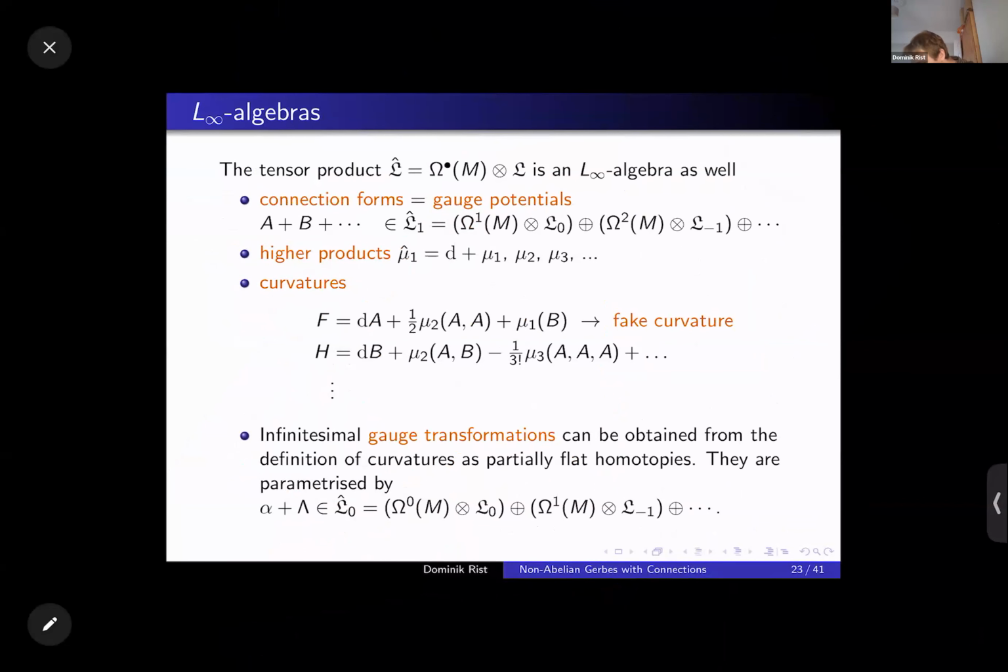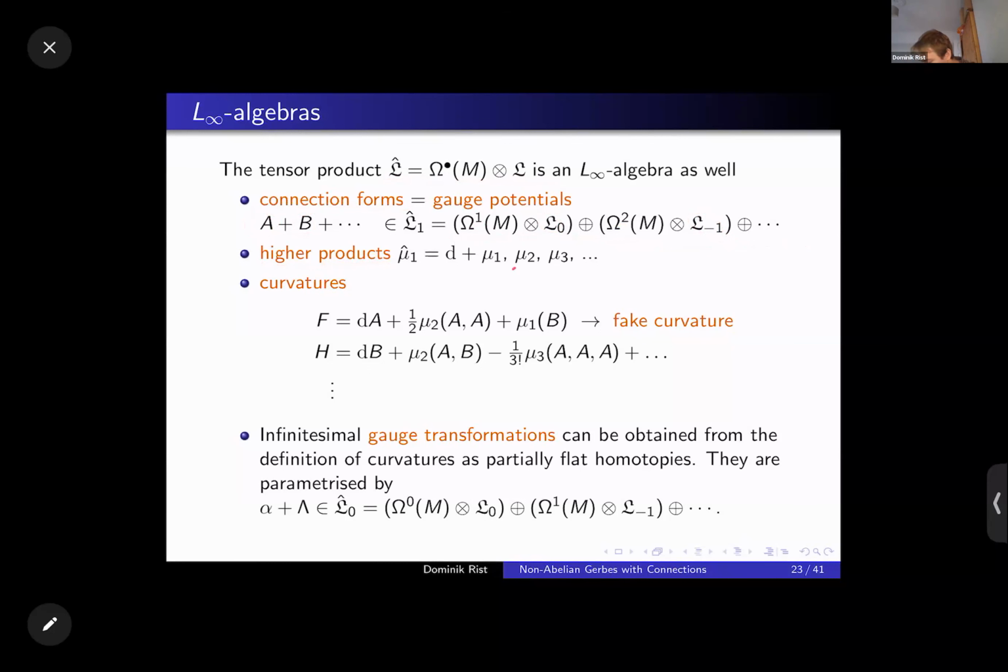Omega dot is just omega 0 plus omega 1 plus omega 2 and so on, all the way up to the dimension of my spacetime. I multiply those things together, so the degree needs to add up. This is 1 plus 0 is 1, 2 plus minus 1 is 1, and so on. This gives you a degree 1 element in L hat, in this tensor product. This is how you get the connection forms. The connection will be parametrized by a 1 form living in L0, a 2 form living in L minus 1, a 3 form living in L minus 2, and so on.